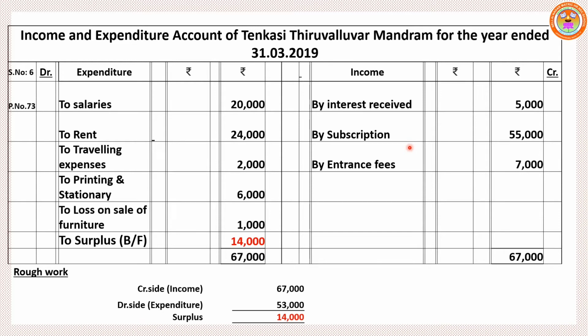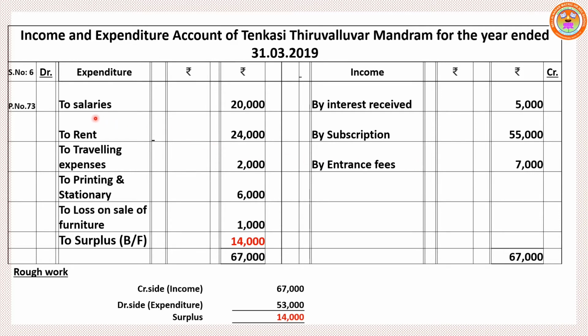Then legacies won't appear because it is a capital receipt, so strike it out. Then entrance fees are recurring in nature, so it is a revenue receipt. Show it under the income side. Then sale of furniture, I already told you, is a loss, so it will be shown under the debit side, the expenditure side. Then move on to the payment side.